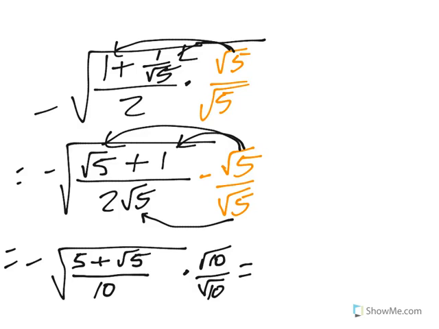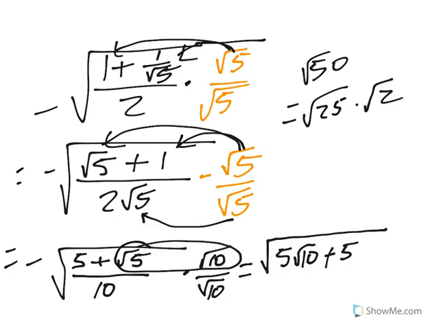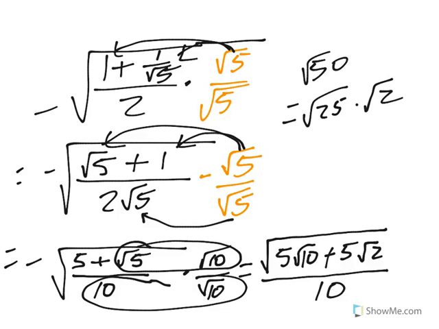So now that's going to be, on the top, square root of 5 root 10 plus, and now let's think about this, root 5 times root 10 is root 50, which is the square root of 25 times the square root of 2. That's just 5 root 2. Alright, and downstairs I've got root 10 times root 10, which is just 10.